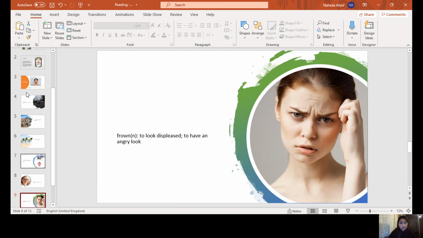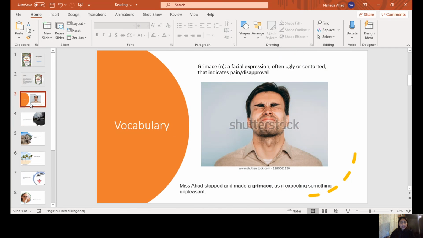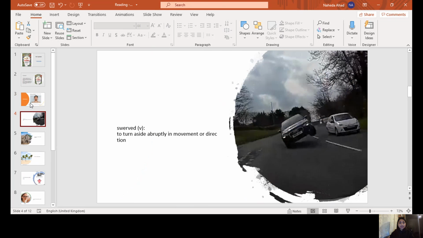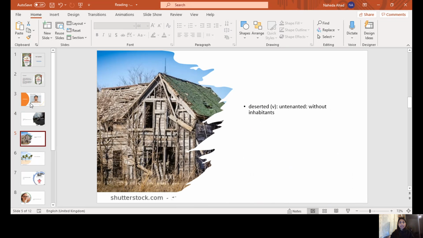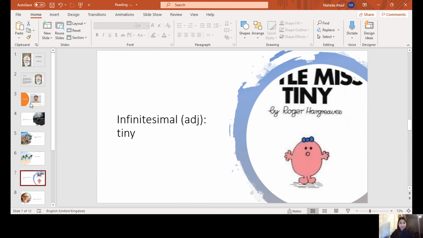Now, we have gone through our words together. Let's go through them one more time. Okay, so our first word is grimace. Our next word is swerved. We then have deserted. And lurched. We have infinitesimal. I want to hear that nice and loud. Infinitesimal.